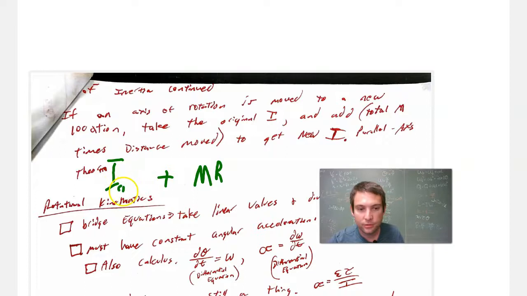Continuing on with moment of inertia, if an axis of rotation is moved to a new location, you're going to take the original moment of inertia and add mass times the distance moved to get the new rotational inertia. So it's going to look like this. Your I for the new axis equals I of the center of mass plus mr squared. Parallel axis theorem.